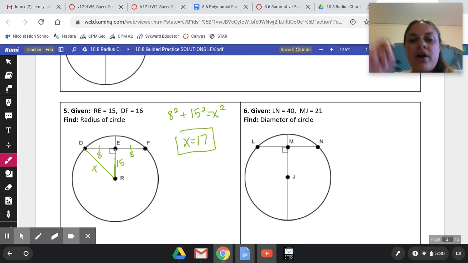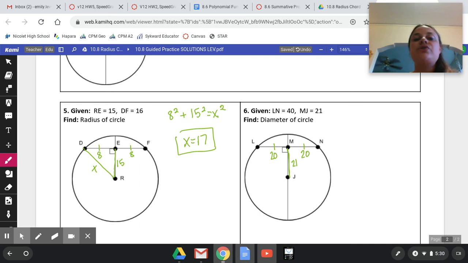Next, LN is equal to 40. You guys already know the drill. I'm cutting it in half and labeling it in here. So this is 20, and this portion is also 20. MJ, this portion right here, is equal to 21. Okay, I need to find the diameter of the circle.